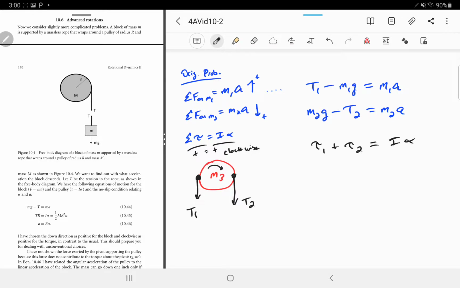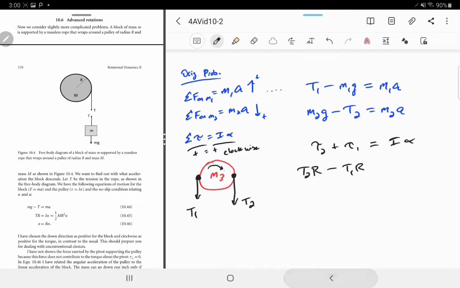Now remember what I said, any torque that tends to produce clockwise motion will be positive. So the torque that will be positive will be this one. T2 times the radius is actually our positive torque. So I'm actually writing it in the opposite direction. So tau 2 is positive and tau 1 is negative. That torque tends to produce counterclockwise motion.